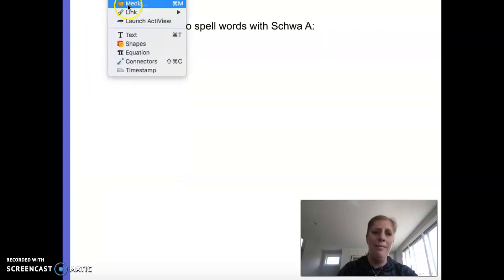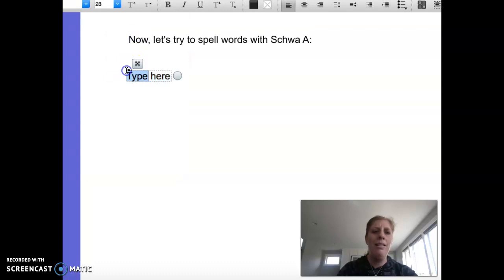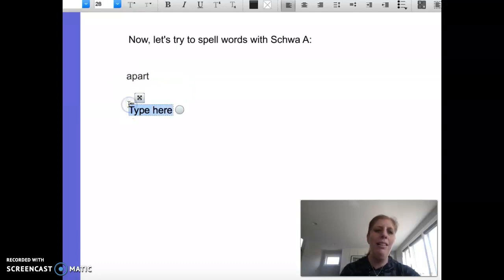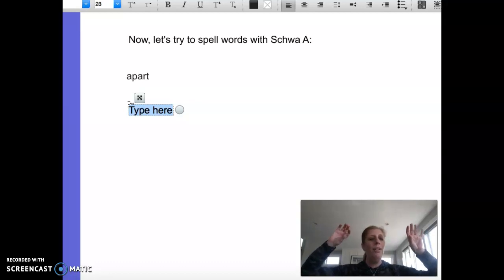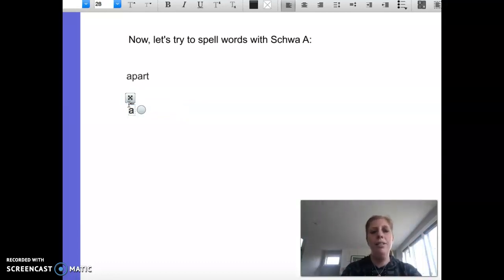Well, the A is a schwa A, like the word "uh," and then part. So no space. Apart. Okay, let's try to spell the word ago. I feel like it was so long ago. So the first syllable, "uh," second syllable, go. Ago. Okay, ago.